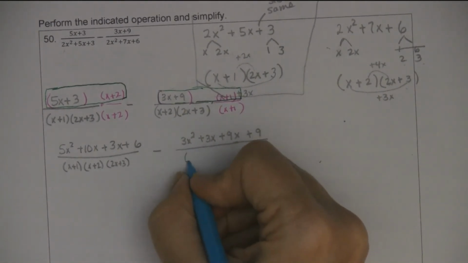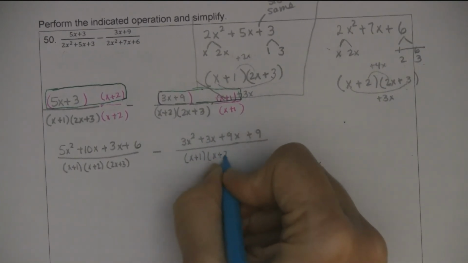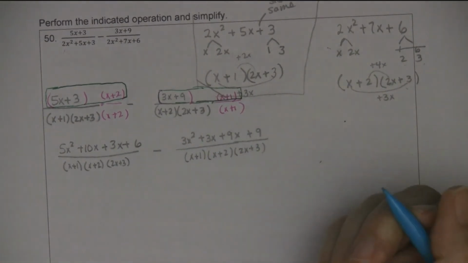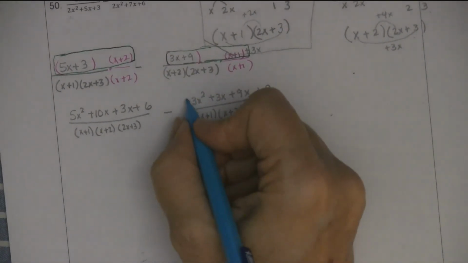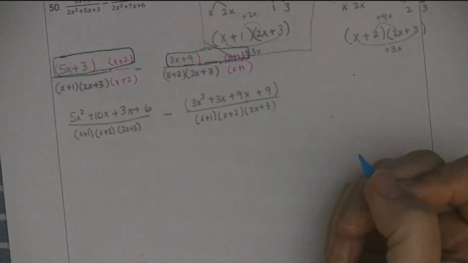All divided by those same three things. I'm going to write them in the same order. Order doesn't matter, but just so that I can show you. See, they're the same, the denominators. So now parentheses are implied right here, and I need to distribute that negative through those four.